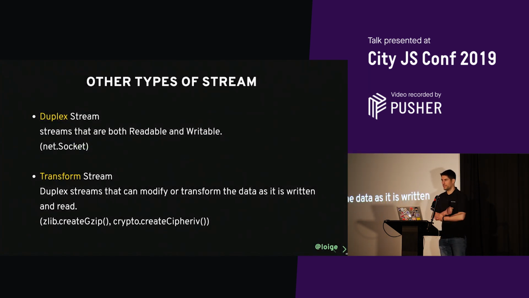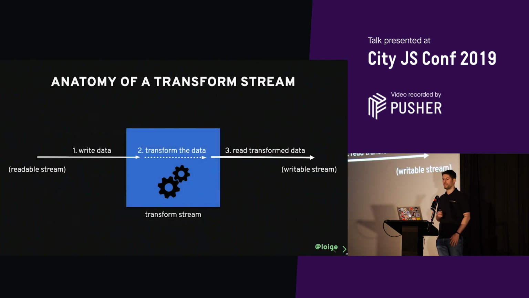Of course, there are other types of streams. The most famous are duplex and transform streams. You can see a duplex stream as a combination of a readable stream and a writable stream together. They are very, very good, for instance, when you want to represent network pipes, so channels where you are both reading and writing at the same time. And also there is a special type of duplex stream, which is the transform stream, which, again, is a combination of readable and writable, but looks more or less like this.